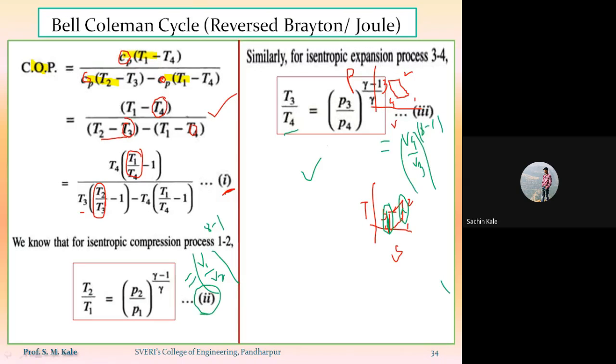But as I do not require it in terms of volume, I have only considered it in terms of temperature. So here T3 divided by T4 is equal to P3 divided by P4 raised to gamma minus 1 upon gamma. This will be considered as equation number 3.